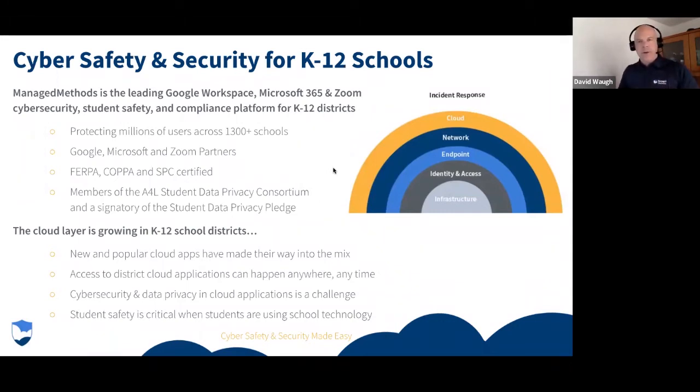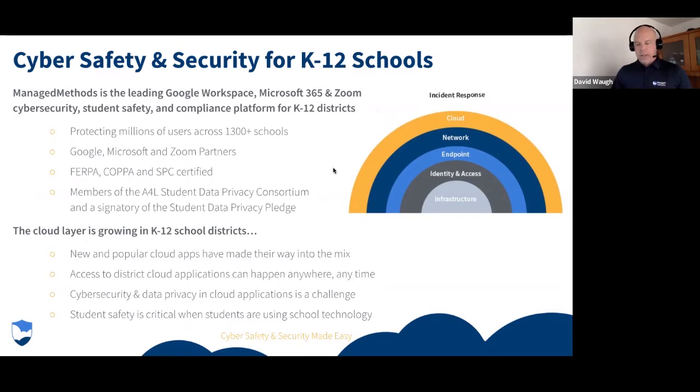So for those of you that are not familiar with us here at Managed Methods, we are a software company that provides security, safety, and data compliance solutions for Google Workspace, Microsoft 365, and Zoom video communication, Zoom Meetings. And we're providing specifically greater visibility and control to help districts get a handle on cybersecurity, cyber safety, staying compliant, and protect the data within the school districts. Currently today, we are protecting thousands of schools around the United States, Canada, and a few schools internationally in the UK and Australia as well.